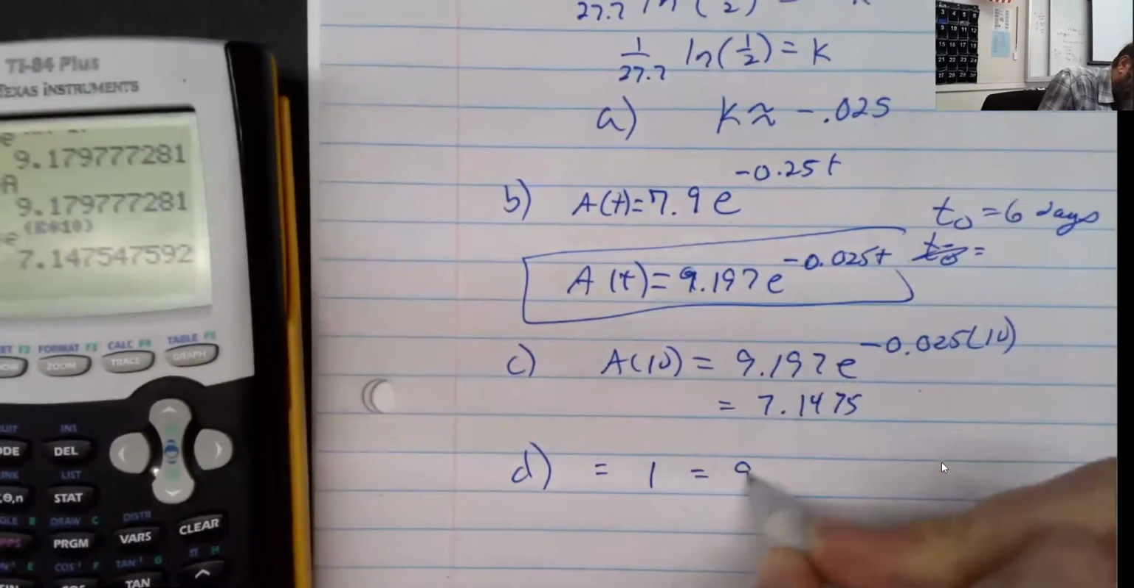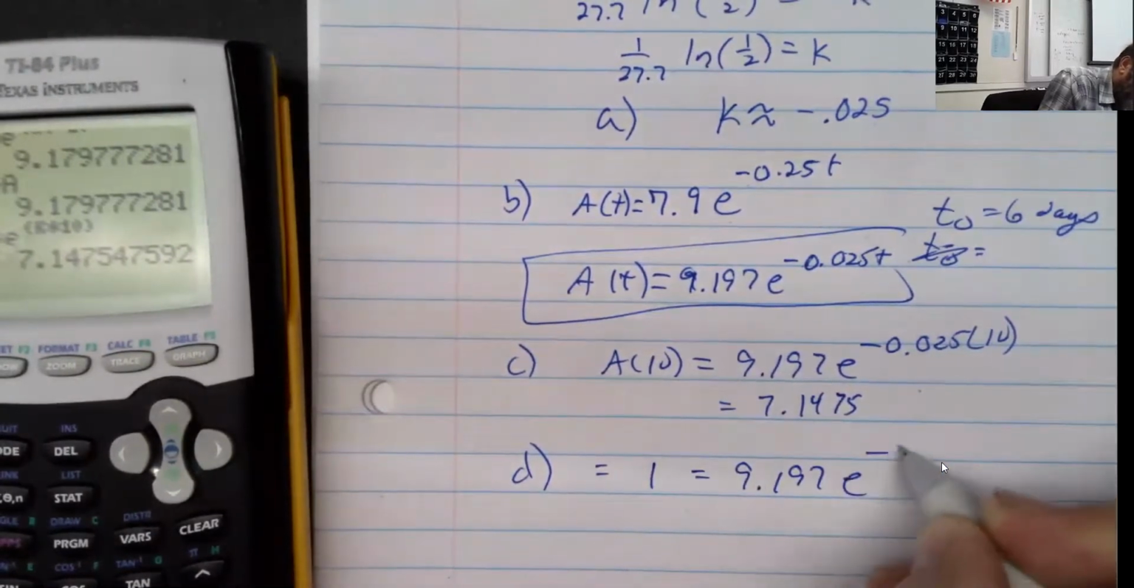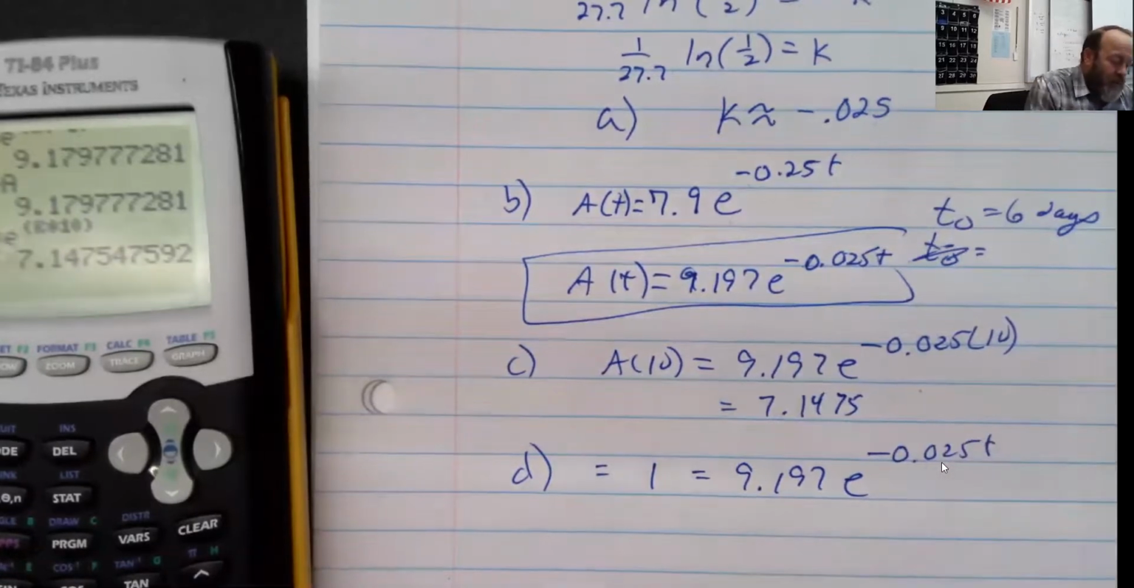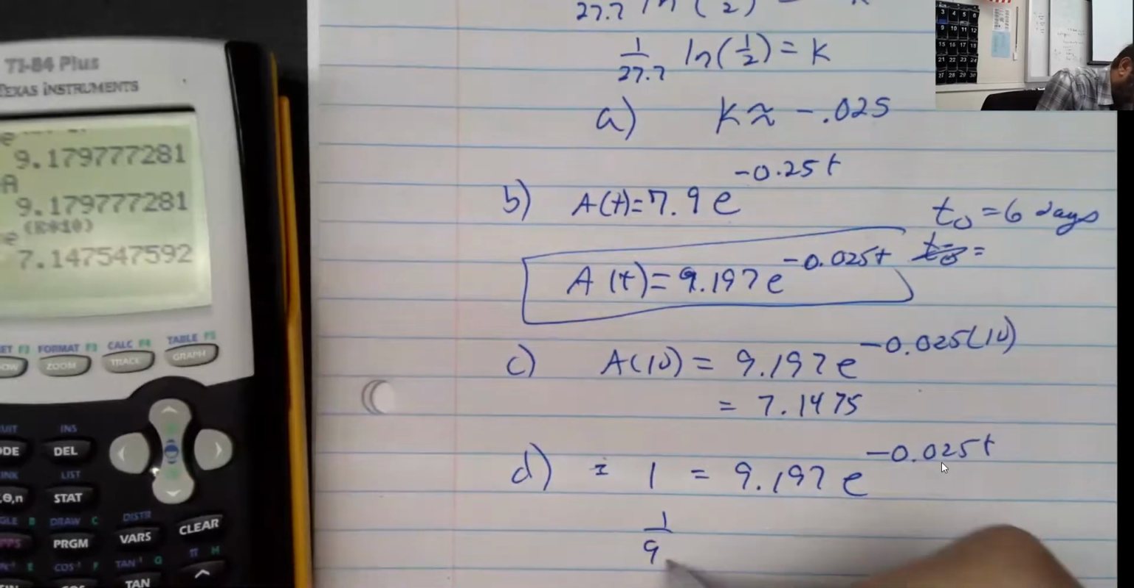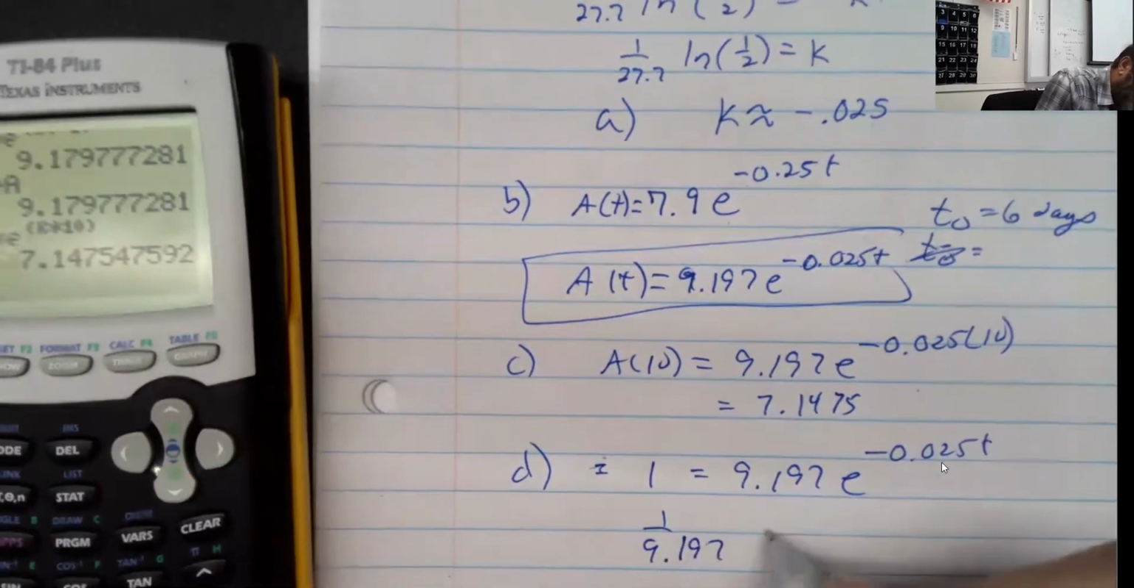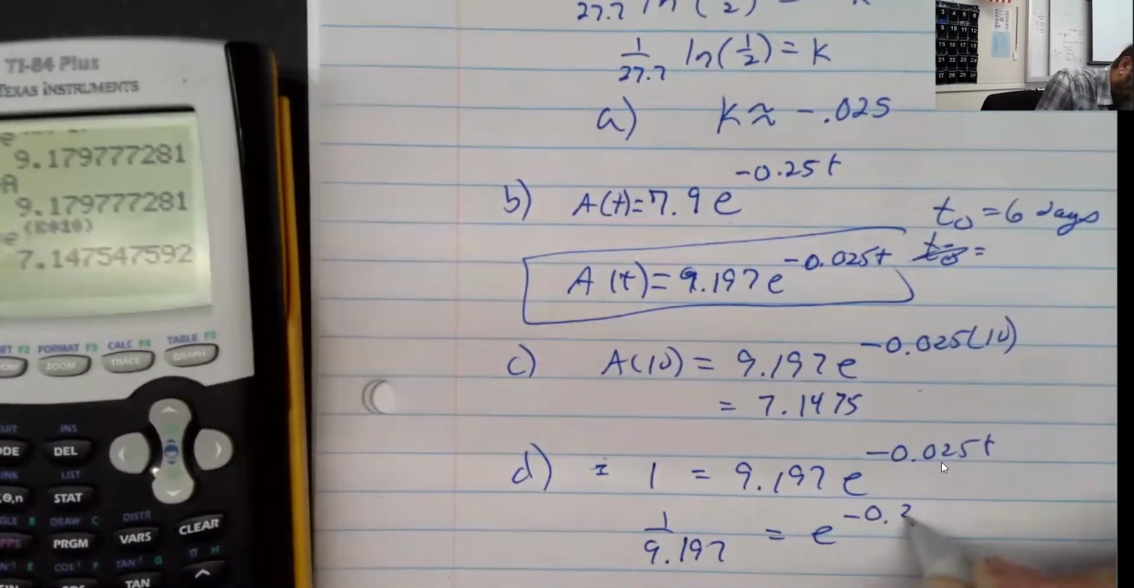The last question, D, asks when it would equal 1. Again, remember we have all this stuff stored. If we divide both sides by this value, 1 over 9.197 equals e to this ugly power.